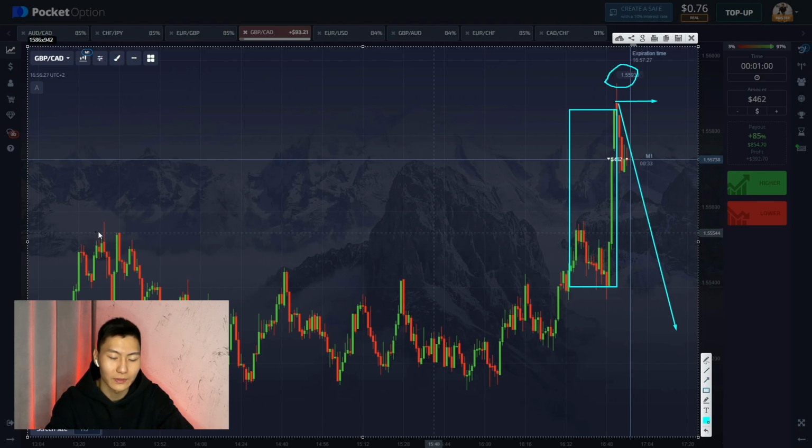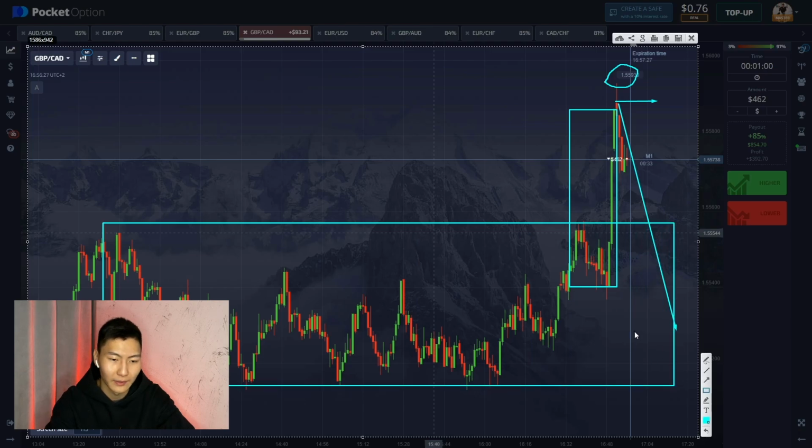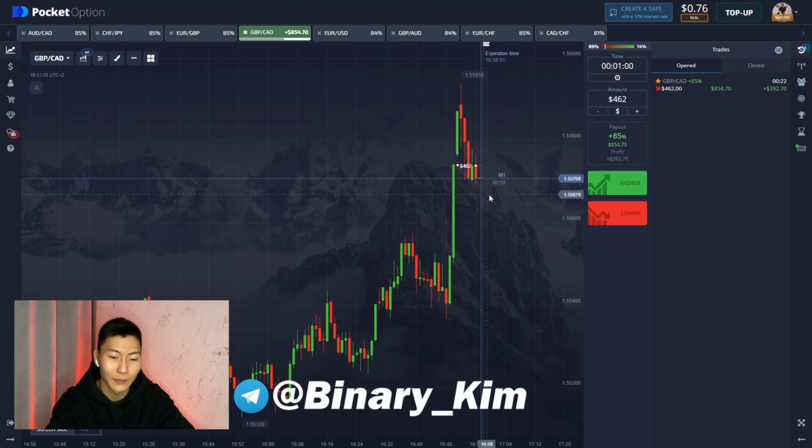It's obvious that the price should recover down to this price range, and I think we opened correctly, guys. Let's see what's gonna happen. There are 20 seconds left before the closing.